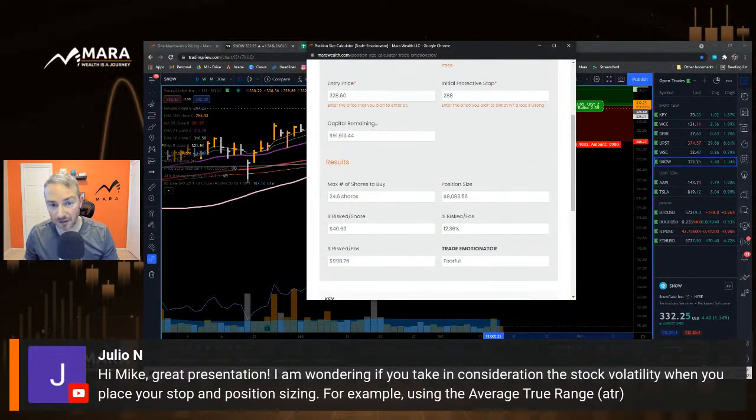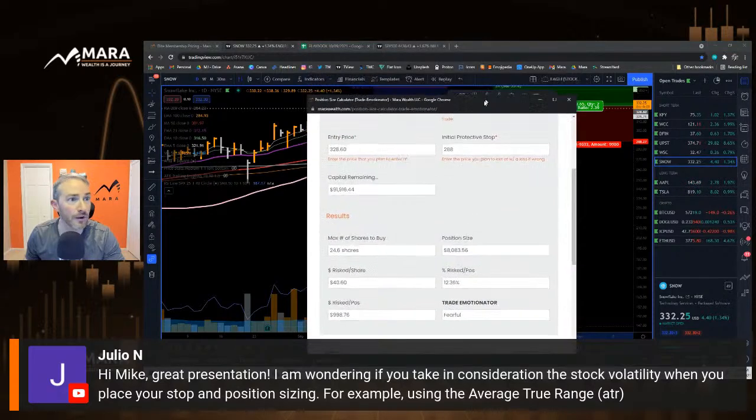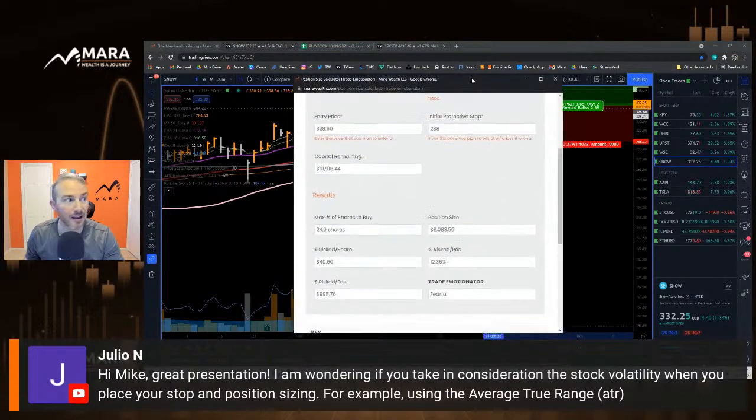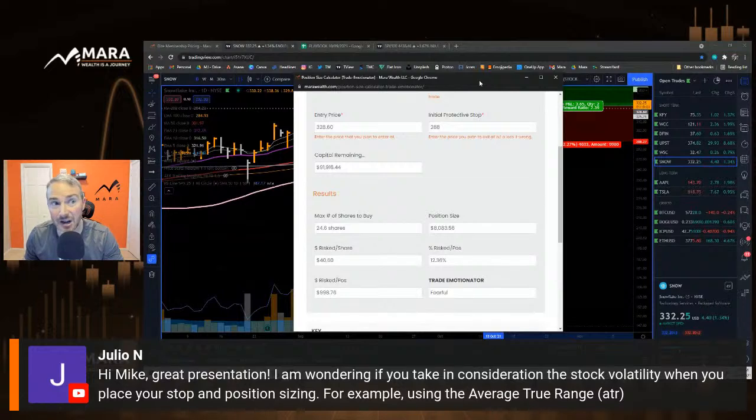So yes, to answer your question in a long-winded way, does volatility play into account? Yes, and that's how. In a less volatile stock, if I'm able to tighten up my entry and my stop, I would have a larger size, but still risk the same percentage of capital. Anyway, I hope that helps.